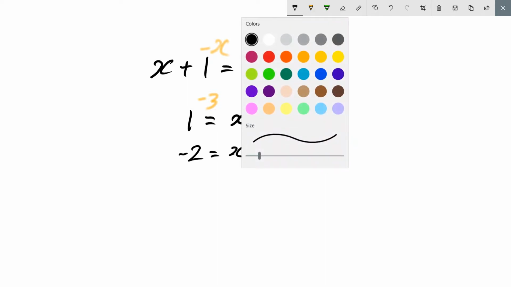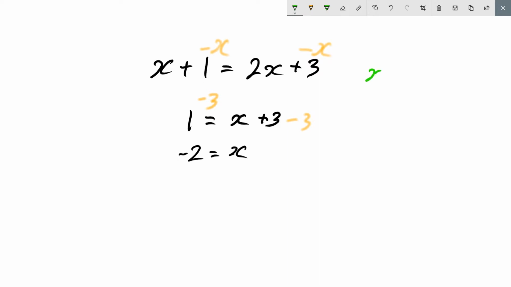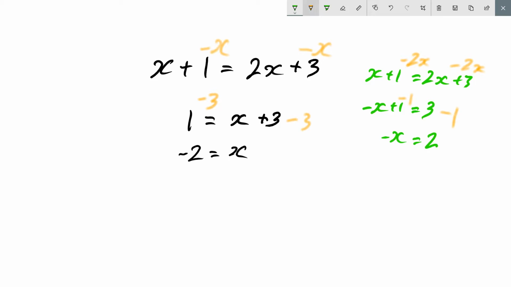If I did it the other way, if I subtracted 2x on both sides, I'm now going to have a negative x plus 1 equals 3. Now I'm going to have to subtract 1 from both sides. So I get negative x equals 2. Now I'm going to have to get rid of the negative. The way that you can do that is you can either divide by negative 1 or times by negative 1. They have the exact same effect. I'm going to times by negative 1.